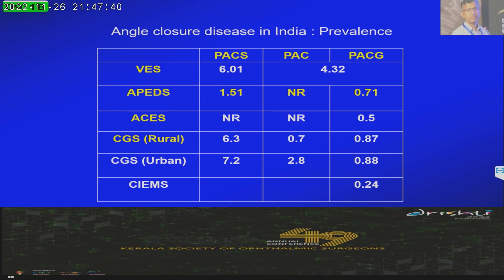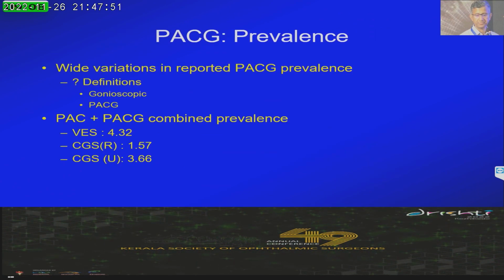Both the studies which were done by trained glaucoma specialists showed significant rates of angle closure suspects. Angle closure glaucoma and PAC numbers are very similar in the other 2 groups. So this is the reason for the difference in the prevalences. So the old prevalence of 4.32% of the Velo Eye survey actually includes PAC and PACG together. And if you combine those 2 numbers for the other 2 studies, you do find that the figures are not all that different.